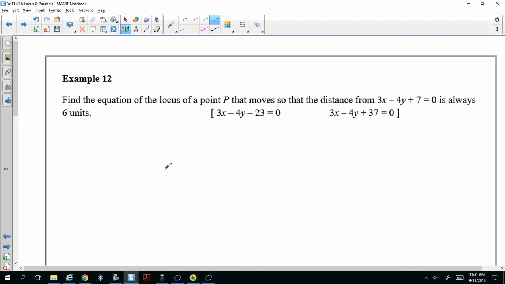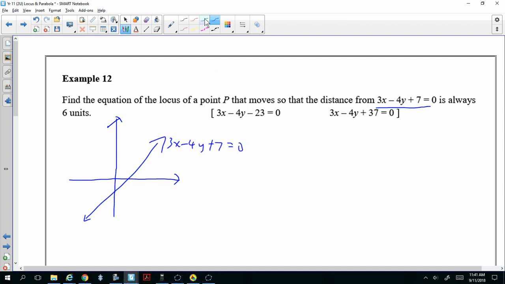Okay, I'm going to draw this line here: 3x minus 4y plus 7 equals 0. So we're going to draw a line there. We want to find the equation of the locus such that it is always 6 units from this line. So 6 units from the line could be here, 6 units, perpendicular distance. So you will expect to see a line here or a line above, right? So the question is, how do I find the equation of these 2 lines?